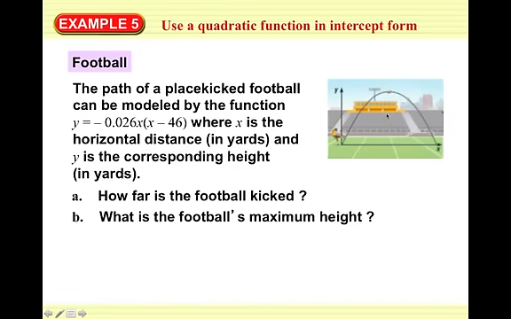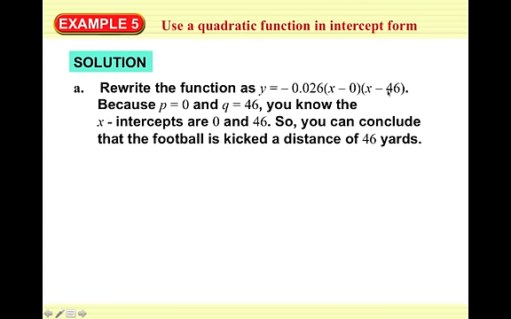And then we're asked for the height, so that's asking for the maximum height here, and so that's going to be the y value of our vertex. All right, we want to rewrite the function as y equals negative 0.026 times (x minus 0) times (x minus 46). It just had x, but if we write it as x minus 0, we can see that p is 0, and then q is 46. So you know the x-intercepts are 0 and 46, so you can conclude that the football is kicked a distance of 46 yards, because the distance from 0 to 46 is 46.